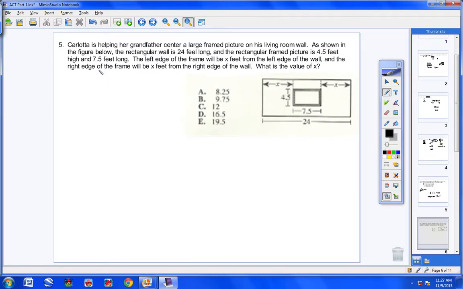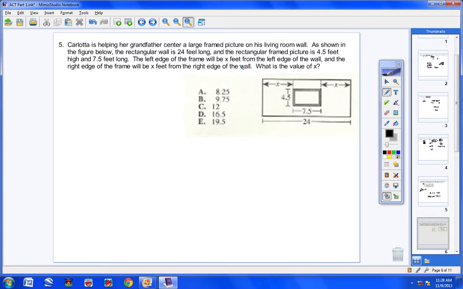Carlita, or Carlotta, maybe it was Carlita, well, maybe I typed it wrong. Either way, Carlita is helping her grandfather center a large framed picture on his living room wall. As shown in the figure below, the rectangular wall is 24 feet long, and the rectangular framed picture is 4.5 feet high and 7.5 feet long. The left edge of the frame will be X feet from the left edge of the wall, and the right edge of the frame will be X feet from the right edge of the wall.